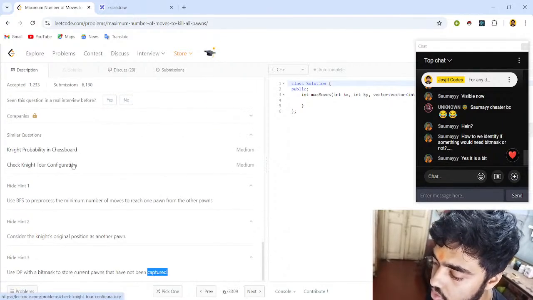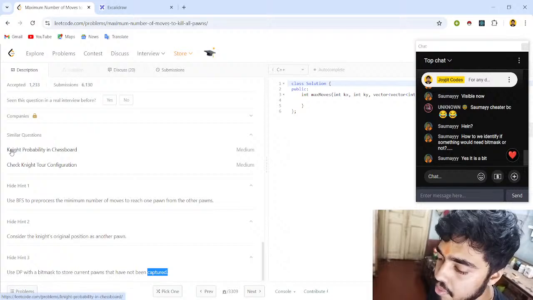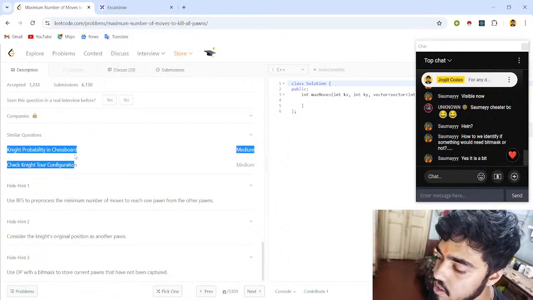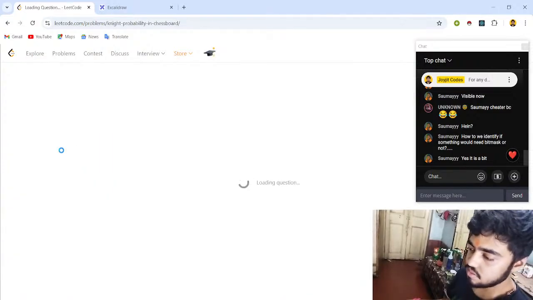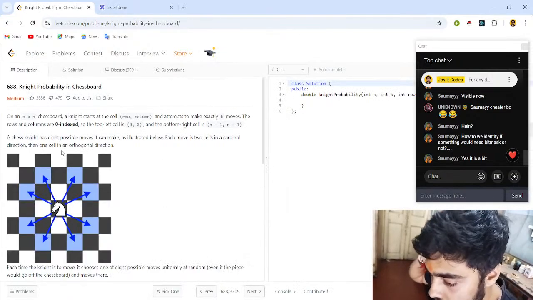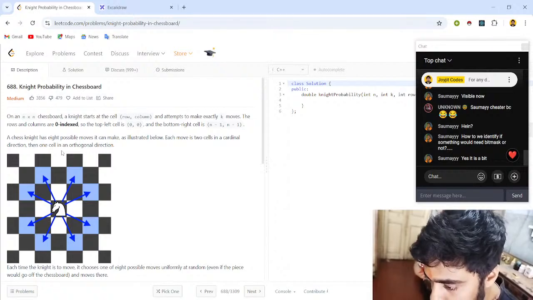If you want, you can go for some similar problems. It was given that knight probability in chessboard. So you can check out these problems also. You can visit these problems if you want to practice more on this type of problems.